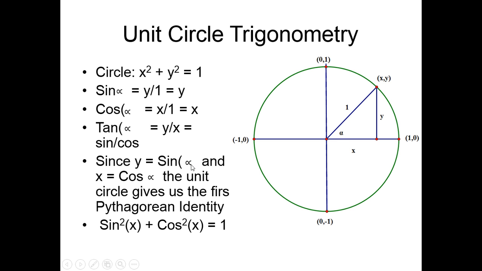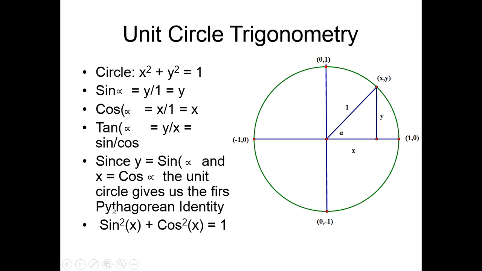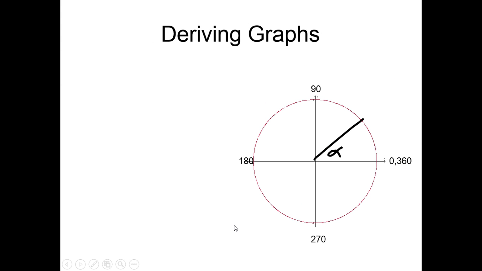Since y equals the sine and x equals the cosine, the unit circle equation is now sine squared plus cosine squared equals 1. That becomes a Pythagorean identity, which we'll get a lot of mileage out of. We talked about deriving the graphs. Let's talk about the quadrants here. Here's our angle of rotation, alpha.